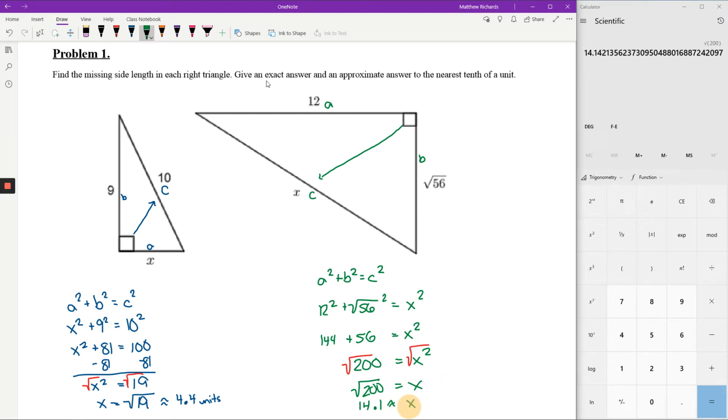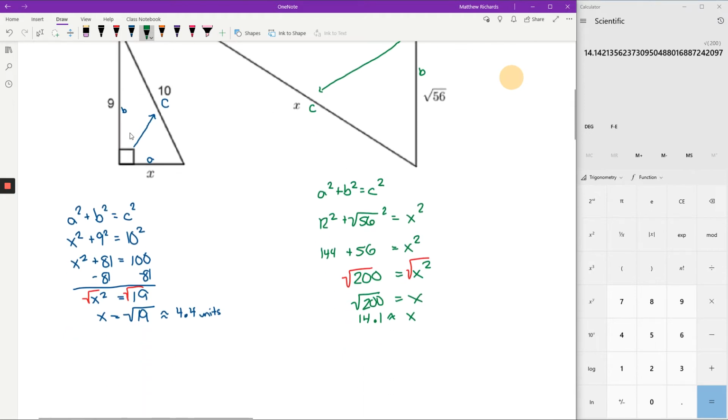So when it says an exact answer, you can just do your square root. The approximate answer is when you use the calculator and get your approximate, and always look for what it's asking you to approximate to, here the nearest tenth of a unit. All right, let's move on.